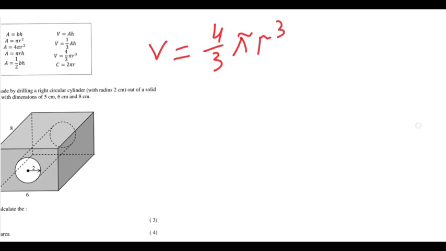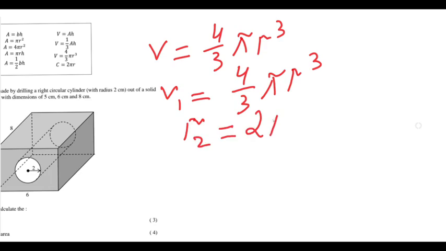So the initial volume I can denote with V1: 4 over 3 pi r cube. Now we have to define the new volume with the doubled radius. So the new radius R2 is going to be 2R, double the initial radius.